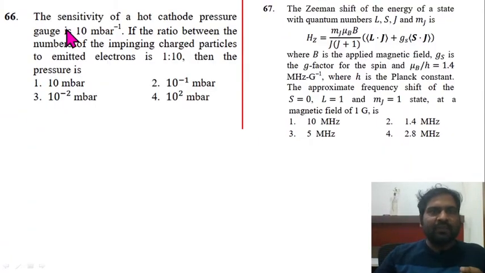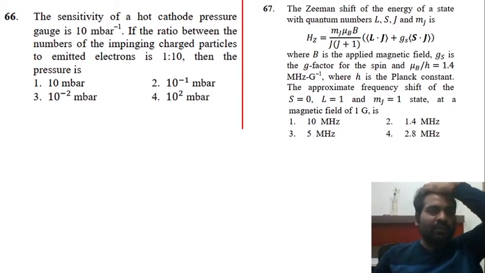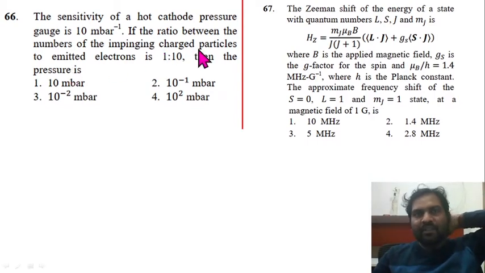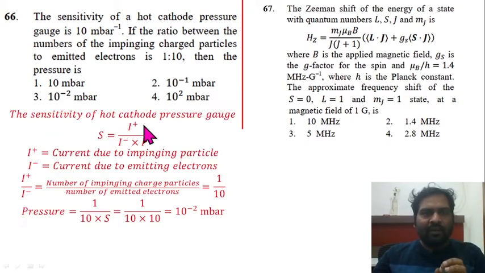The sensitivity of a hot cathode pressure gauge is 10 millibar inverse. If the ratio between the number of impinging charged particles to emitted electrons is 1:10, then the pressure is. The sensitivity formula of a hot cathode pressure gauge is here: S is equal to I plus divided by I minus into P. I plus is the current due to impinging particles, and I minus is the current due to emitted electrons.